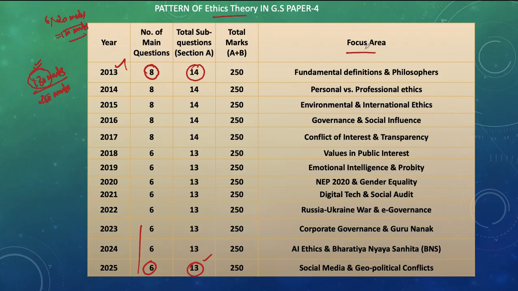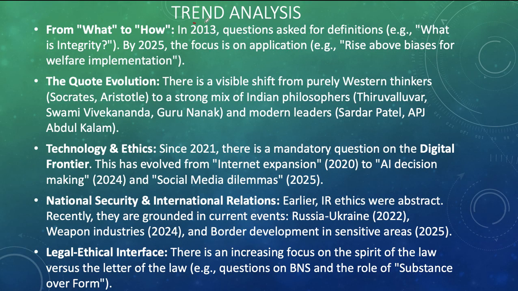What is very important is that you need to work upon the focus areas also. Let's now look at the trend analysis, that is from what to how. In 2013, the questions relatively asked only for definitions, but now the focus is on application. So work on various examples. A shift is also observable because before they used to ask about Western thinkers, now they are asking about Indian philosophers like Thiruvalluvar, Vivekananda, Guru Nanak, and then Abdul Kalam, Sardar Vallabhbhai Patel.